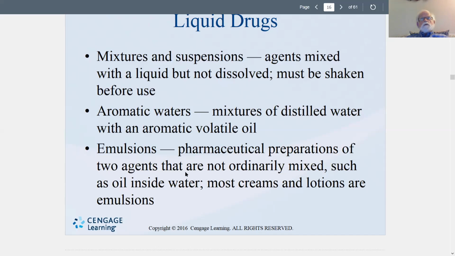For instance, oil and water. Once it's shaken up and the oil droplets are dispersed, if it's stabilized, then it will remain in that sort of suspended state where you have either oil or water suspended in the other agent, and they contain a drug. The thing is that most creams and lotions are emulsions. We know they're emulsions because they're not transparent.